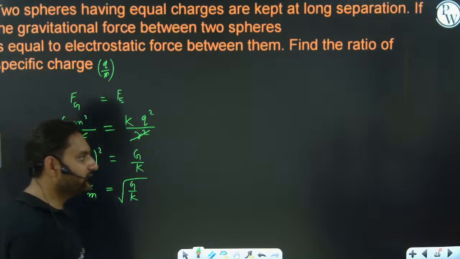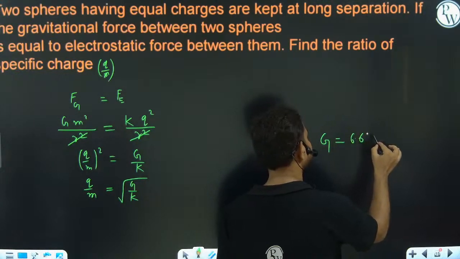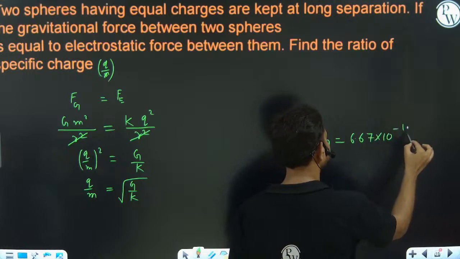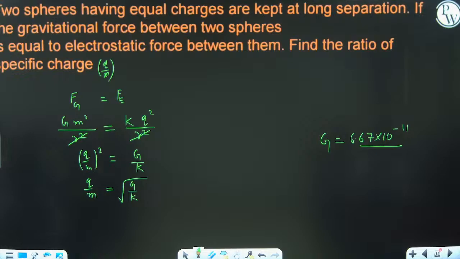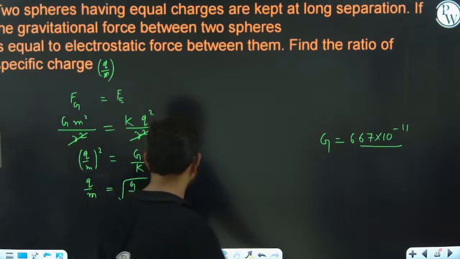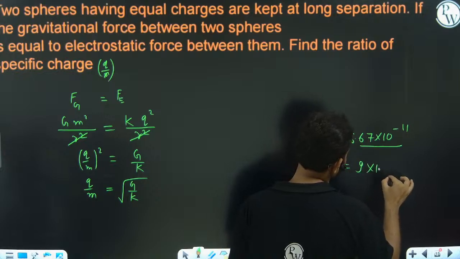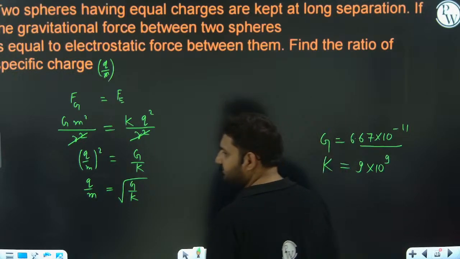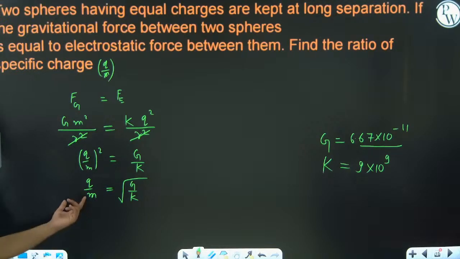Do you know the value of the capital G, the universal constant G? It is 6.67 into 10 raised to the power minus 11. Correct, it is 67, na? Yes. And K is 9 into 10 raised to the power 9. I am not writing units, because I already know the units.